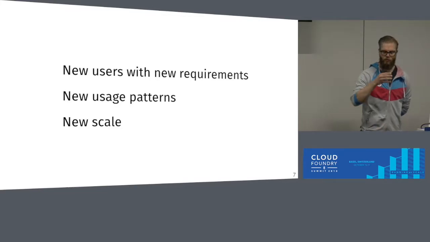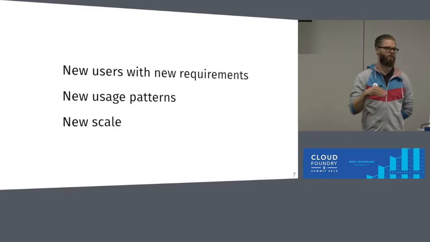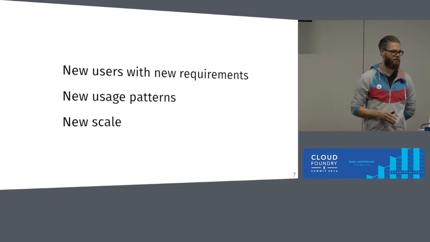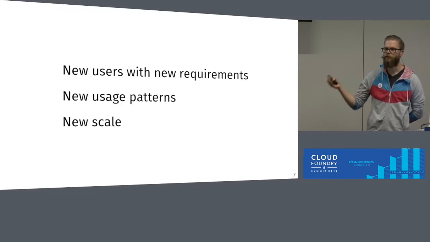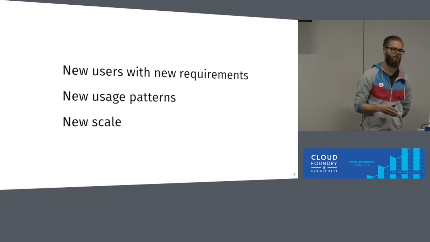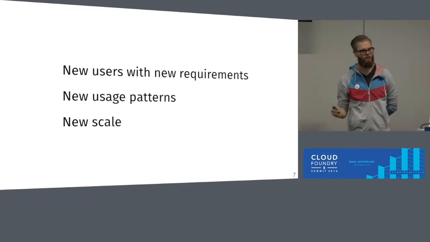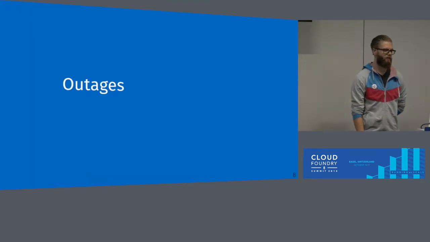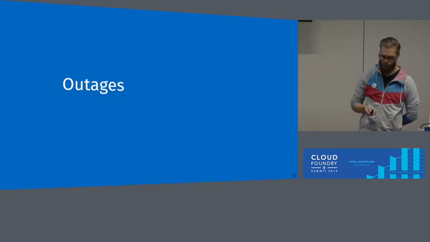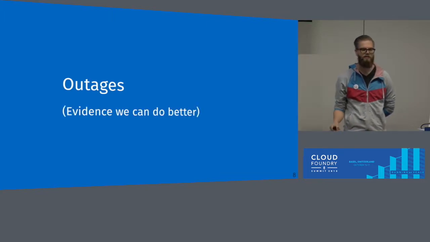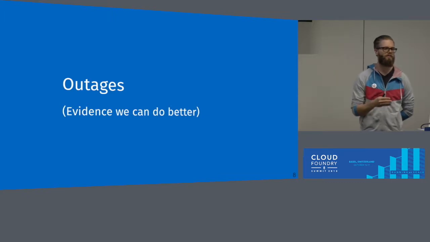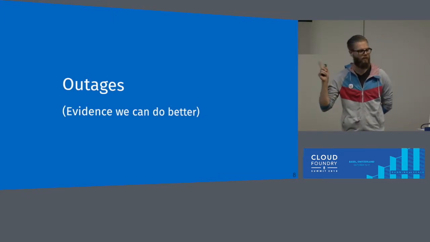OK, so to summarize this prologue, we have new users with new requirements. We have new usage patterns. People are using it during runtime and relying on Bosch being there. And we have a new scale of Bosch usage and deployments on our directors, which brings us more or less directly to this, right? So bad stuff happens, or as I prefer to call it, this is evidence we can do better. Right? This is not necessarily bad stuff. This is just our system telling us, well, there is something you can improve.